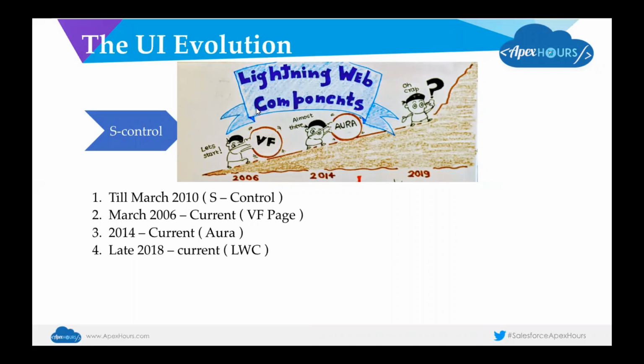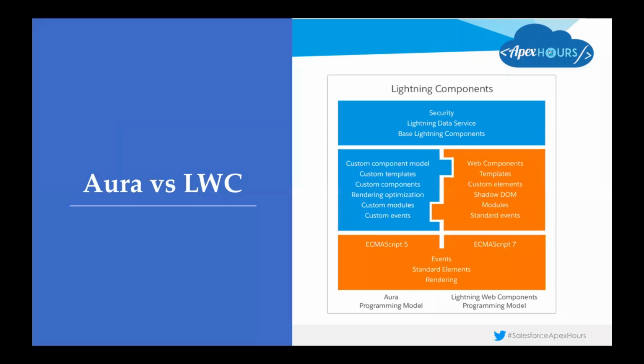That's why we have seen this picture. Now let's talk about the comparison of Aura and LWC. If you see this stack that we already discussed, it is the Lightning Web component, and the left stack is the Aura component model. In Aura component, we have events, a few standard elements, and rendering with the help of a renderer and Lightning components. And then in Aura, we have ECMAScript 5. It did not support even ECMAScript 6, 7, or 8 to 9. But in Web components, we have ECMAScript 7.